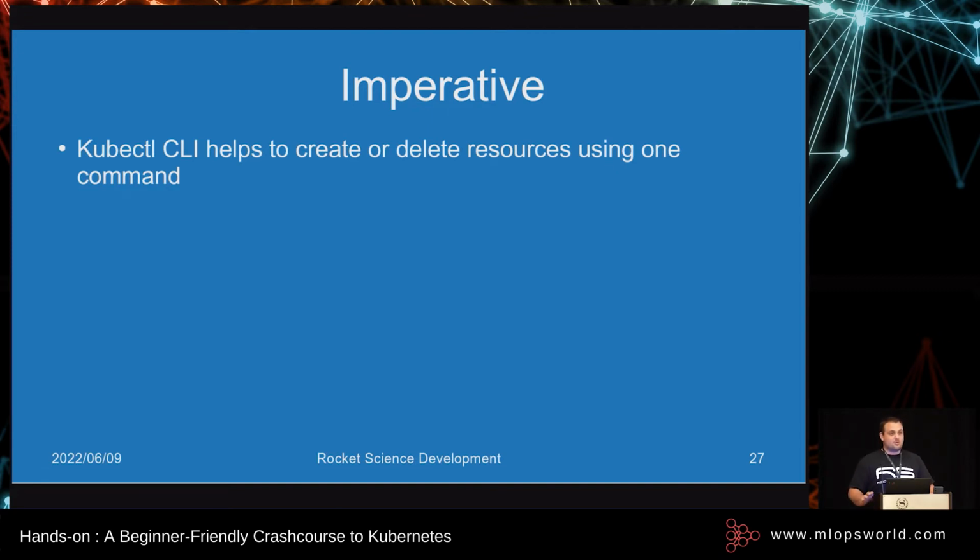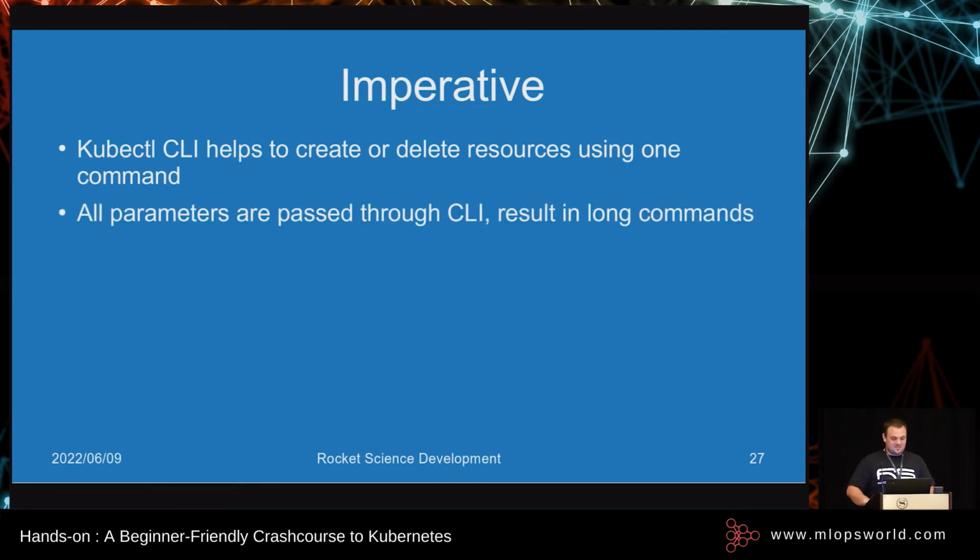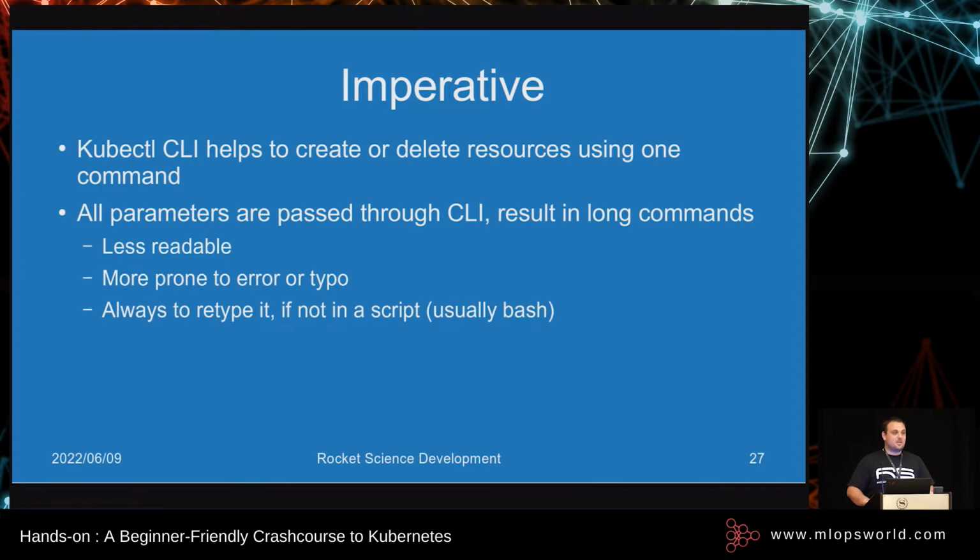What I mean is you have kubectl and you use 10 flags to describe the object you want to deploy. I didn't put it as an example because I find it quite horrendous to look at, and I don't advise you to do it, to create a pod with 10,000 dash flags. You have long commands which are less readable, more prone to error or typos. You always have to retype it.